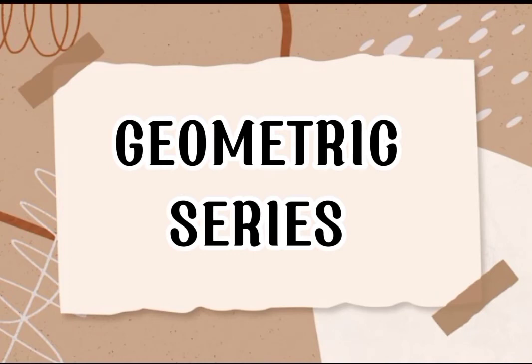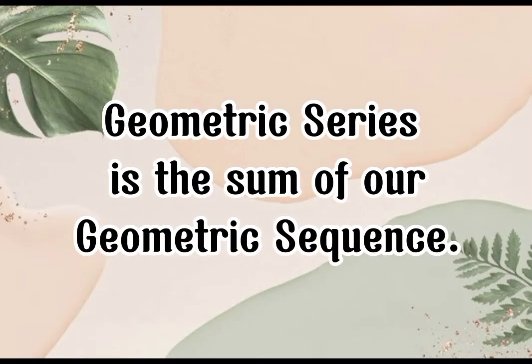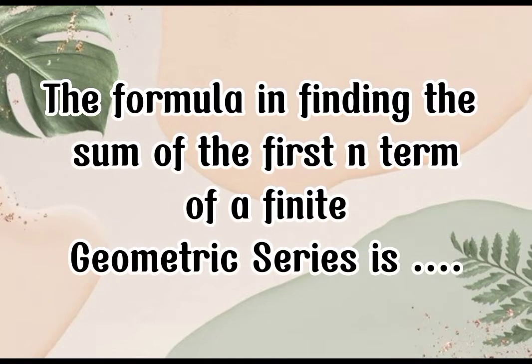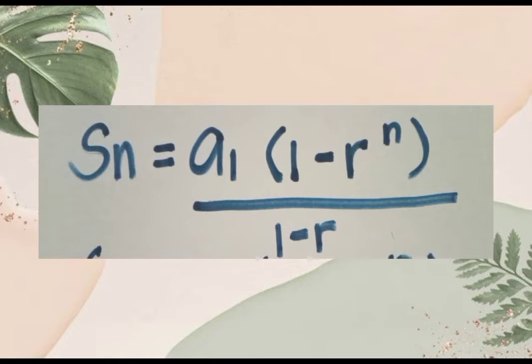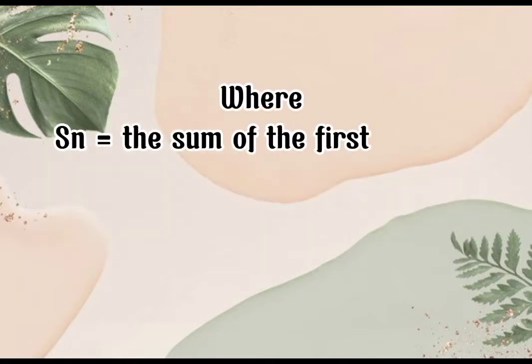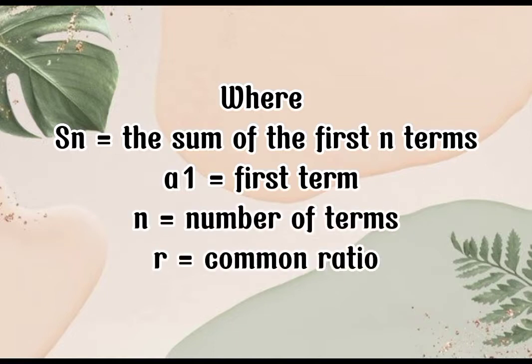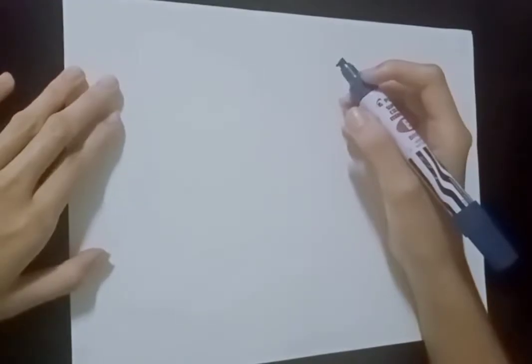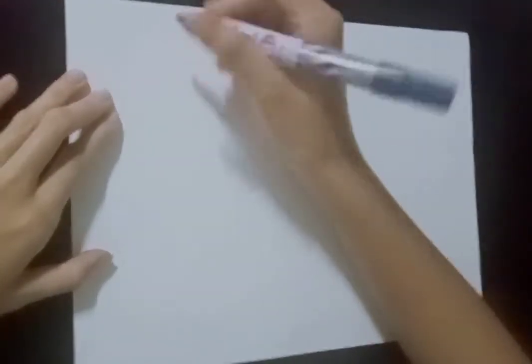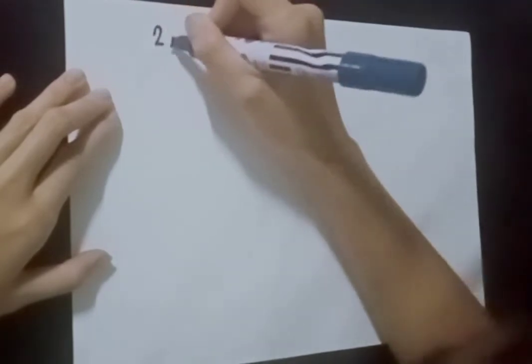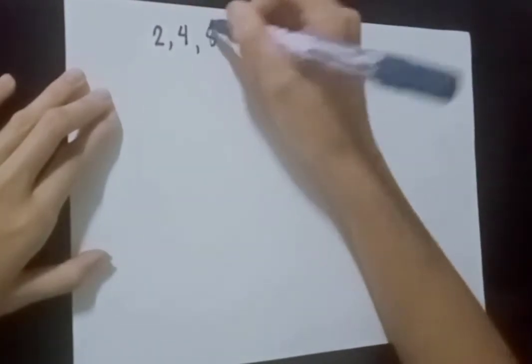Geometric series. A geometric series is the sum of a geometric sequence. The formula in finding the sum of the first n terms of a finite geometric series is Sn equals a sub 1 times 1 minus r raised to n, divided by 1 minus r, where Sn equals the sum of the first n terms, a sub 1 equals the first term, n equals the number of terms, and r equals the common ratio. We have here an example. What is the sum of the first 10 terms of the geometric series 2, 4, 8, 16?